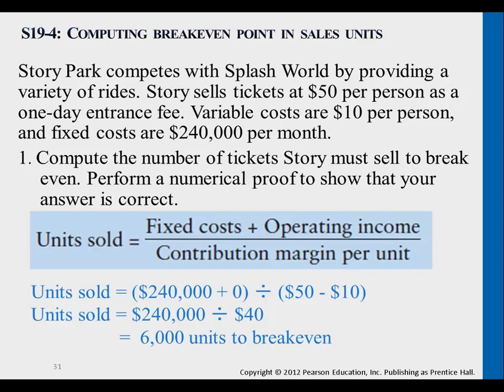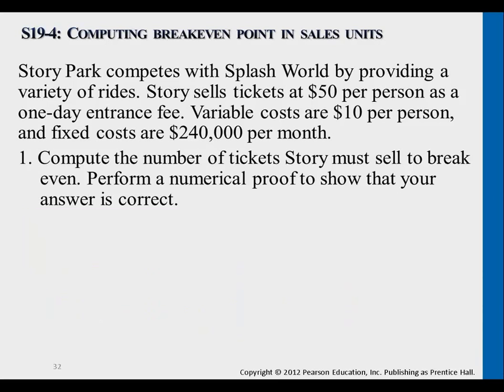Okay? All right. But that's not the end. So let's do the second part. Perform a numerical proof to show that your answer is correct. So to do that proof, do you remember I started with this? We had a table. We had the total sales revenue minus variable costs is your contribution margin, and then you also subtract your fixed cost, and that's how you get your operating income. So at the end, you should get a 0, and that's how you do this verification. So try really quick to verify if your answer is correct.